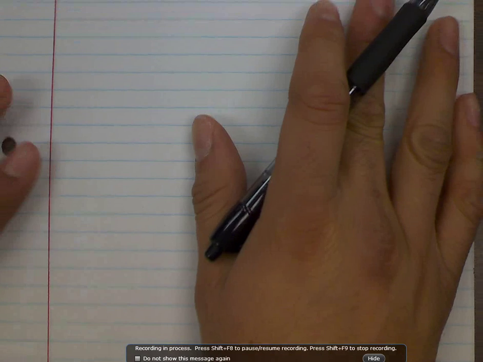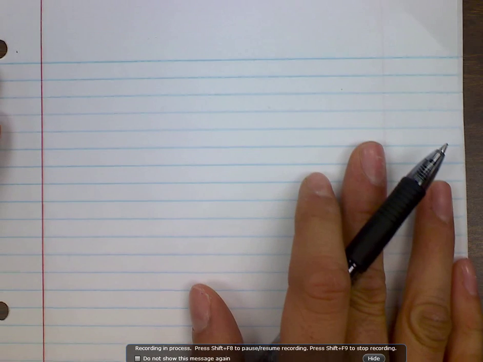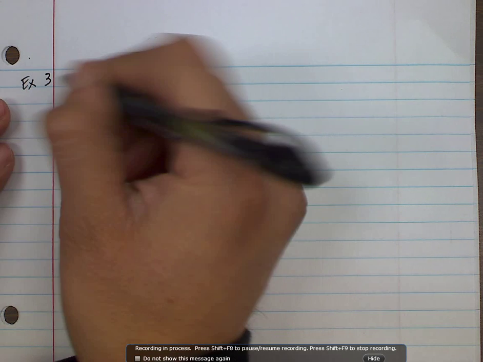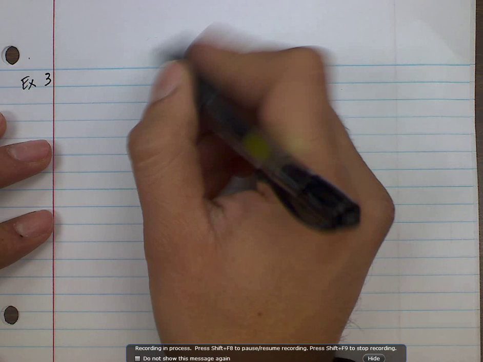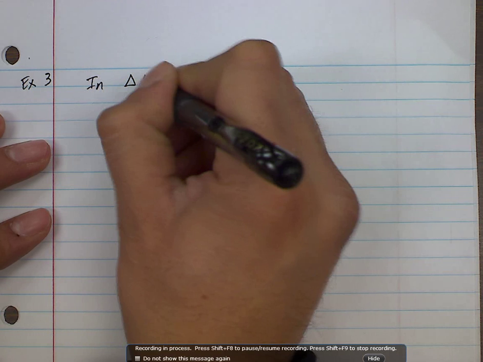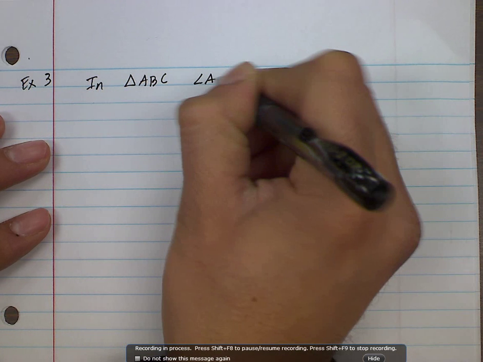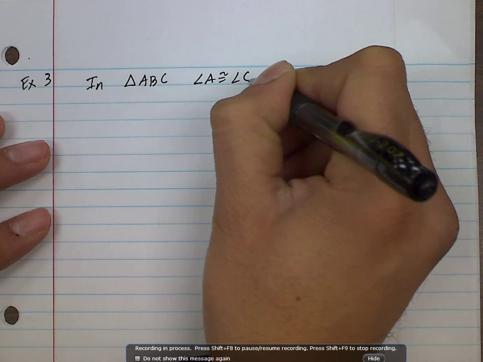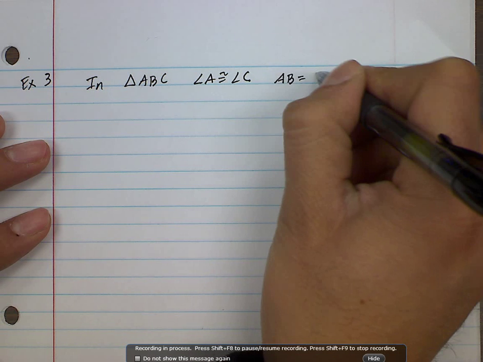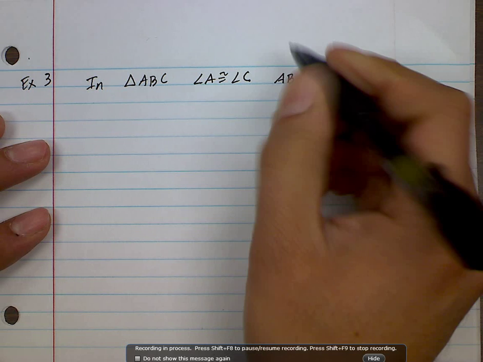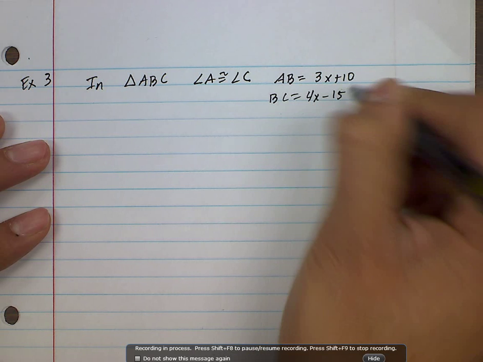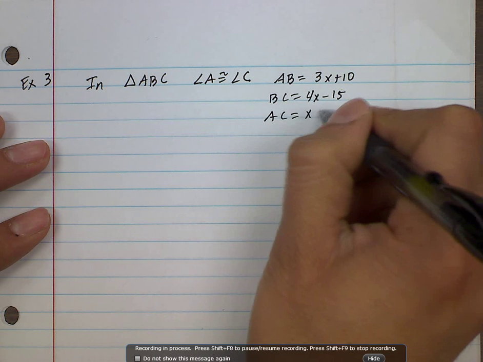Okay, so here's a different type of example. So this one is going to be example 4. Nope, example 3, I'm sorry. So this one says, in triangle ABC, angle A is congruent to angle C. Okay? Now, AB is equal to 3x plus 10, and BC is equal to 4x minus 15, and AC is equal to x plus 10.